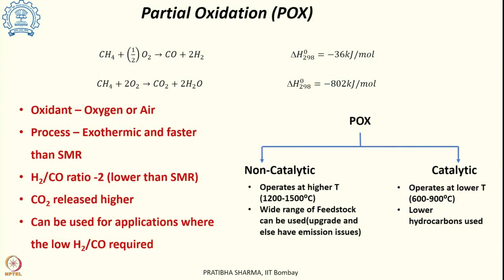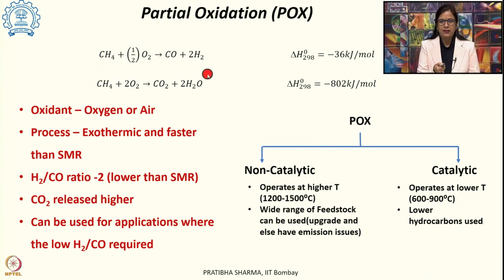Today we will learn the partial oxidation method for hydrogen production. As the name suggests, partial oxidation means a substoichiometric amount of oxygen reacting with the feedstock to produce the syngas. The reason for this substoichiometric use of oxygen is that complete oxidation can result in carbon dioxide and water, and we will not be able to get the desired product, which is hydrogen.